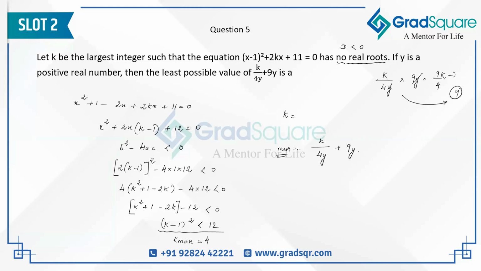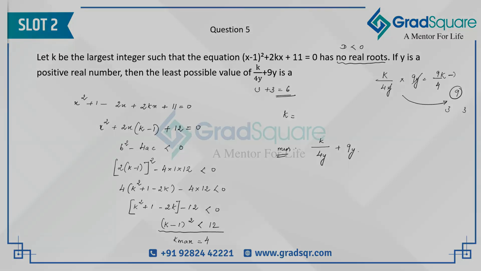So now I can use this to get the minimum value of the sum of those two numbers. To get the minimum, I know that both the terms have to be equal, right? So when both the terms are equal, the only possibility is 3 and 3. Getting it? So the least possible value for both of these is 3 plus 3, that's going to be 6. So that's all with this.